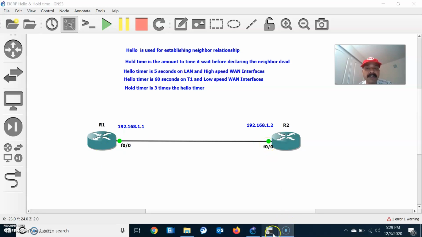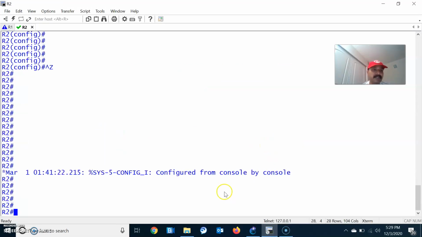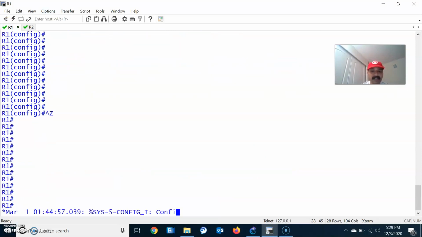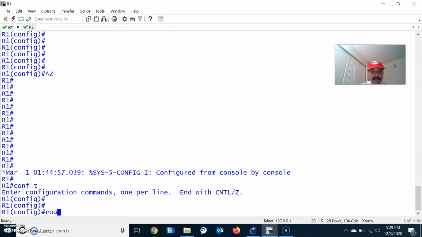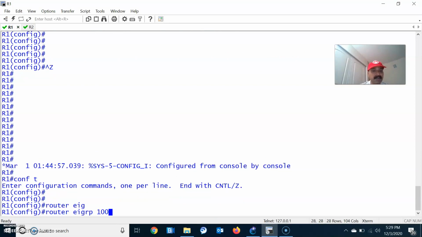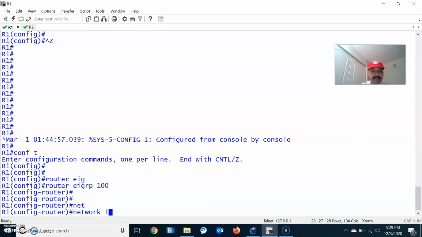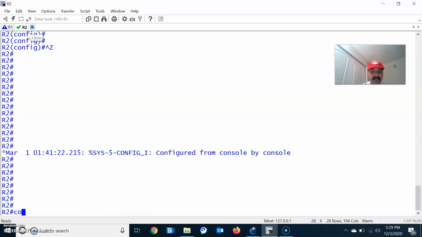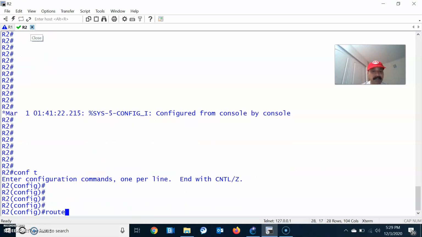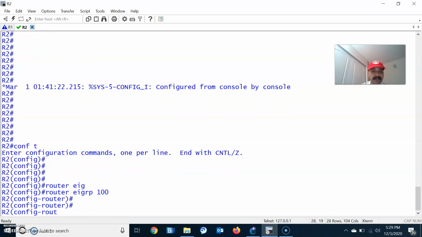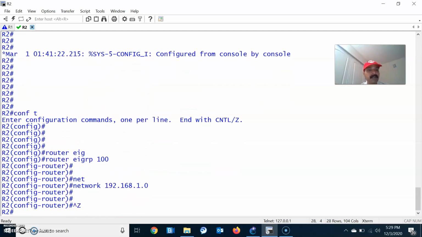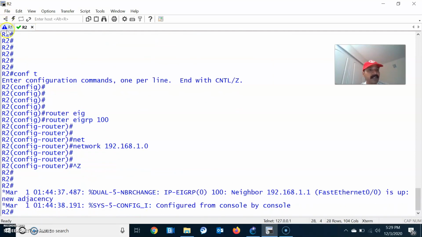So now let us configure the EIGRP neighbor relationship. So now let us go to R1 and let us configure the EIGRP neighbor. So router EIGRP 100 followed by the network statement is 192.168.1.0. Similarly, go to R2 and let us configure the EIGRP neighbor relationship. Router EIGRP 100 and followed by the network statement 192.168.1.0.